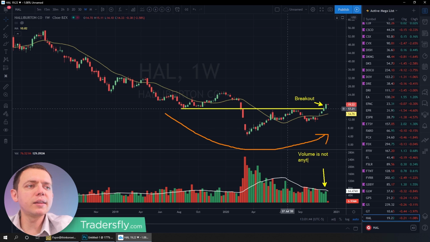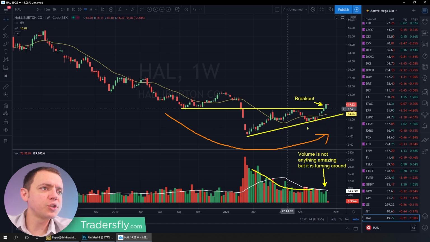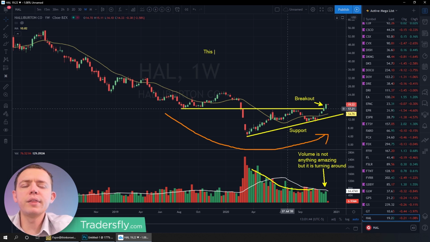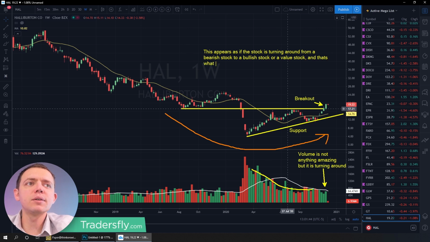Volume is not anything amazing, but it is turning around. So you could see here it was subsiding, and now it's starting to kind of pick back up. So that's what you're watching right here. Here's your upward support. This appears as if the stock is turning around from a bearish stock to a bullish stock or a value stock, and that's what makes it look more attractive.